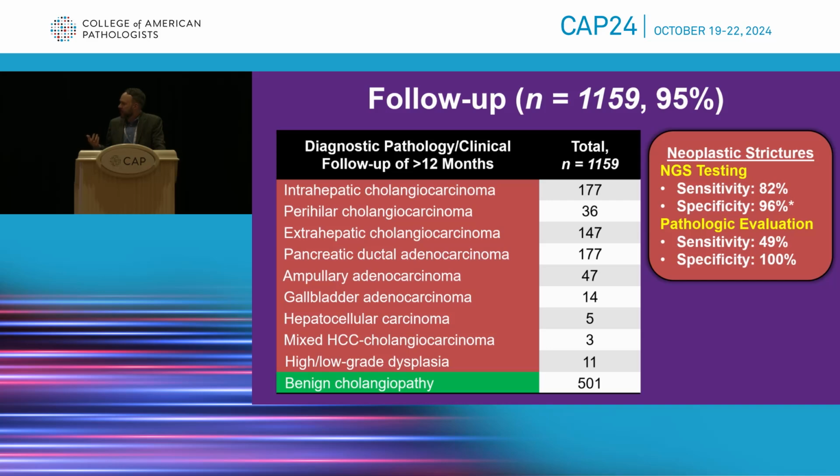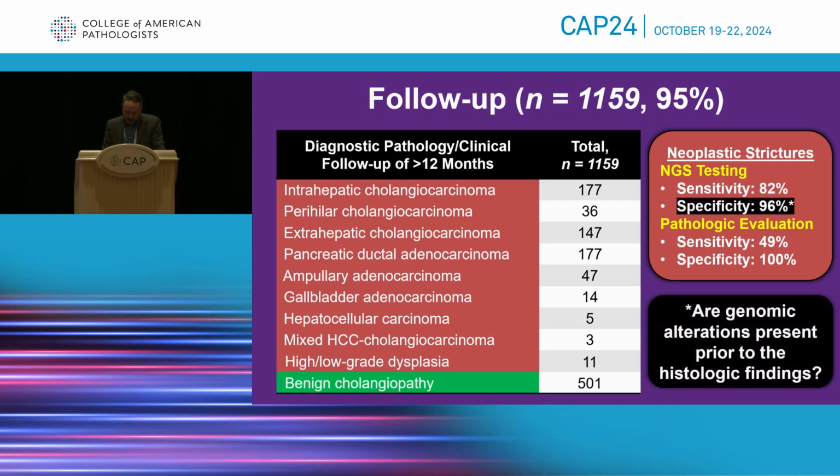And as I mentioned before, the cytologic examination of bile duct brushings is very specific. We have 100% specificity, but sensitivity is limited at 49%, which does even worse than NGS testing. And so one question is, why isn't NGS testing 100% specific? If you detect a mutation that's really concerning, how come after a year a patient does not have a neoplastic stricture?